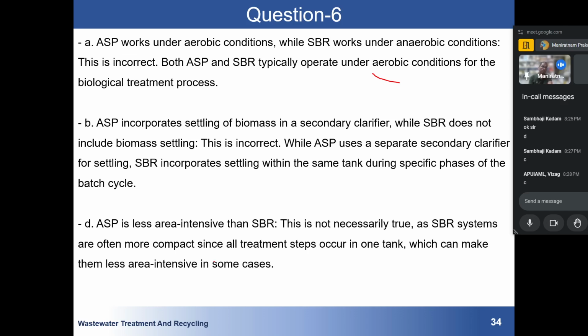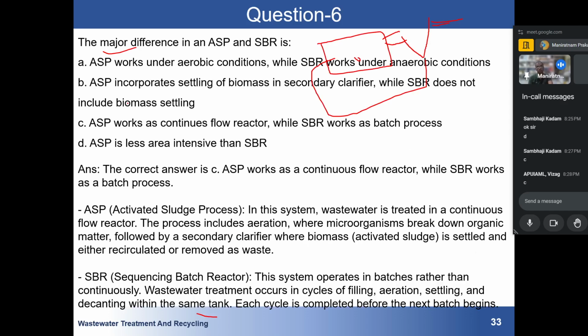At some places there are high chances that SBR will be less area intensive, and ASP can be more, so this can be true also. But this is not a major difference. The major difference was only C: ASP works as continuous and SBR works as a batch. The name itself suggests sequencing batch reactor.